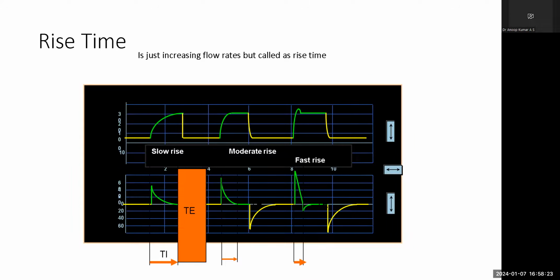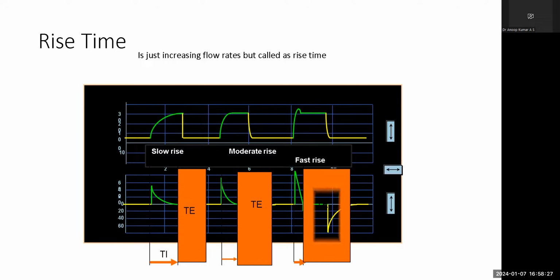Okay. So this is the T inspiration, T expiration here. This is again T expiration is increased, and here again the fast rise, you will be having more expiration. So this is one setting by which you can adjust the expiratory time or IE ratio. So if you want more expiratory time, always go for a fast rise. If you want more inspiratory time, always go for a slow rise.